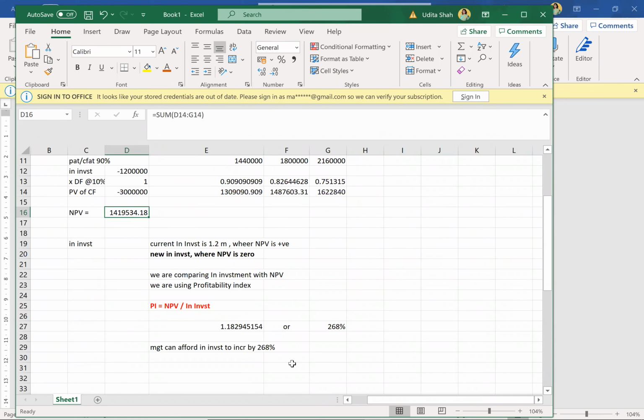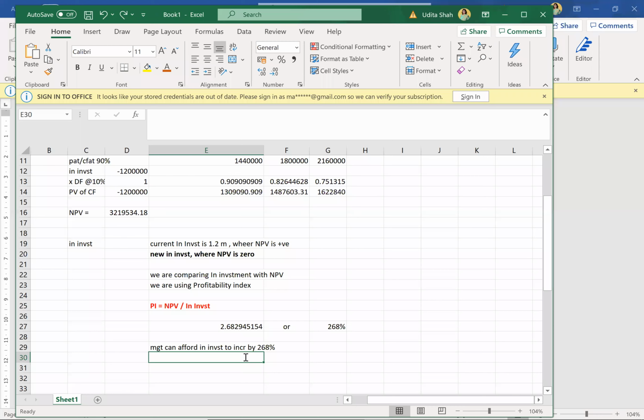Correct? Okay. So management can afford this increase till 268%. So while calculating sensitivity, I can immediately say that initial investment is the element which management need not bother about, because it can wait till a 268% increase, and then also NPV will become 0.